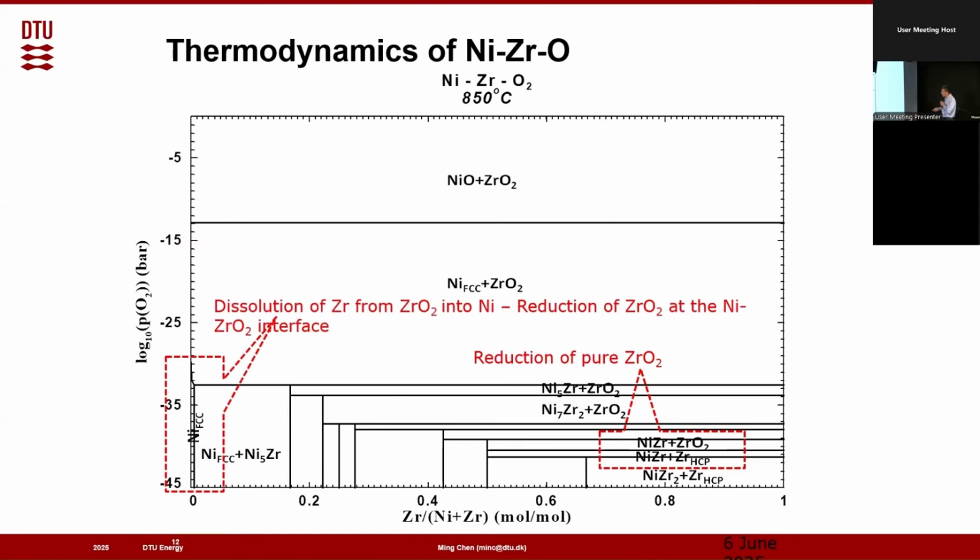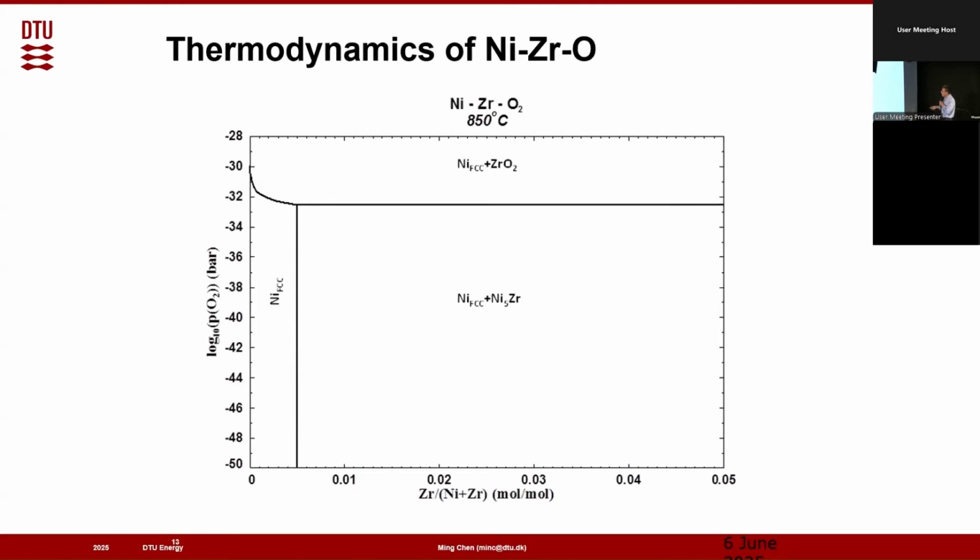But if we look at the nickel-rich side, there is this small region where metallic nickel can dissolve some zirconium, if we enlarge this area. And you can see that at, for example, 10 to the minus 30 bar, we can already dissolve quite a significant amount of zirconium into nickel. Then when we release the current, this zirconium can precipitate out as nanoparticles. So this could explain what happens in our solid oxide electrolysis cell. And so this is the first step.